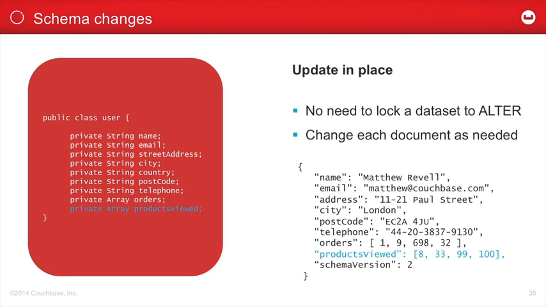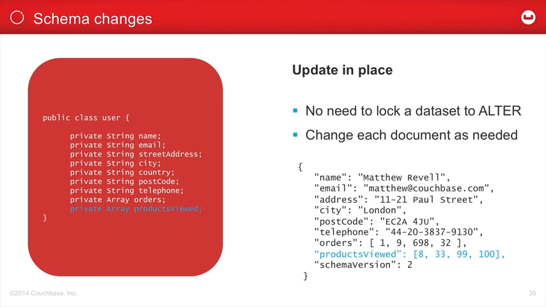So the pain, I guess, comes in that you now need to track the schema version that you're using in your document, and every time you come across a document that's using the old schema version, you need some application layer code that will make an update to that document to bring it into the new schema version.